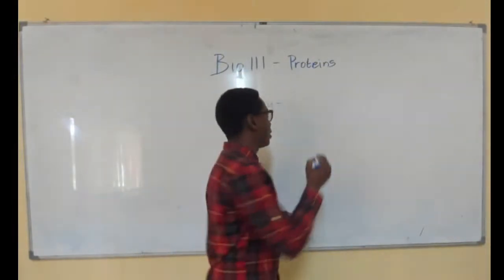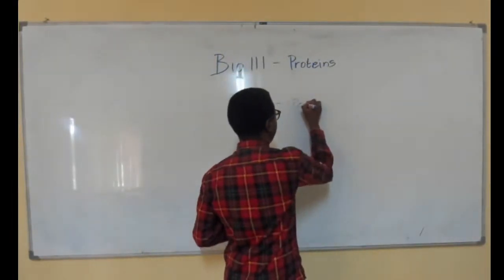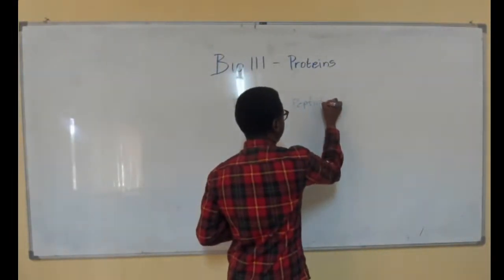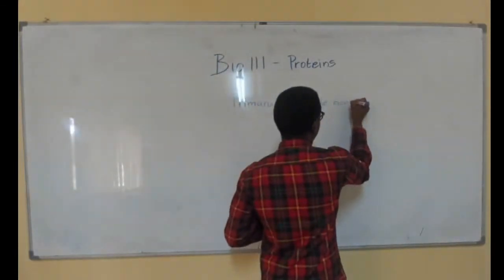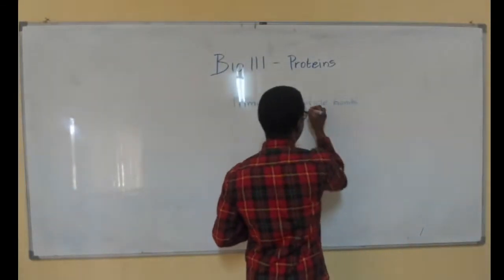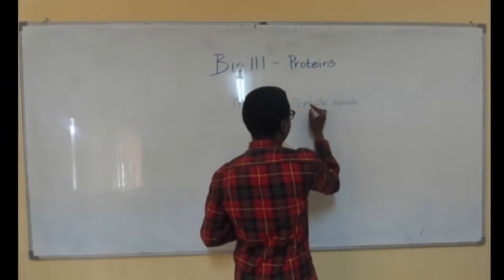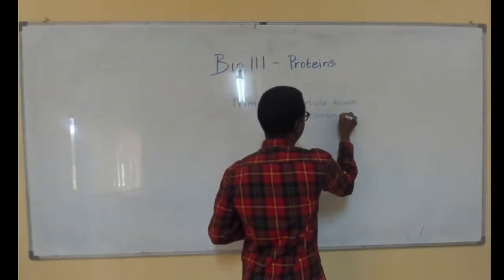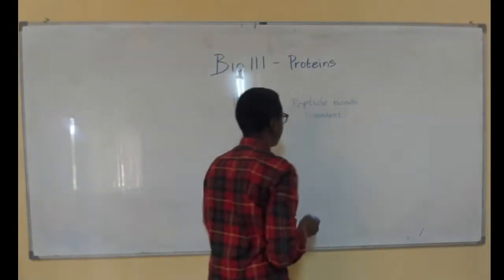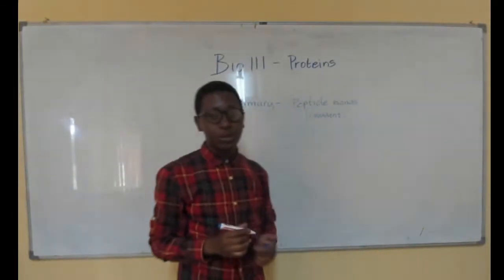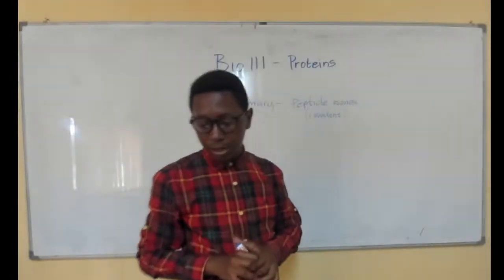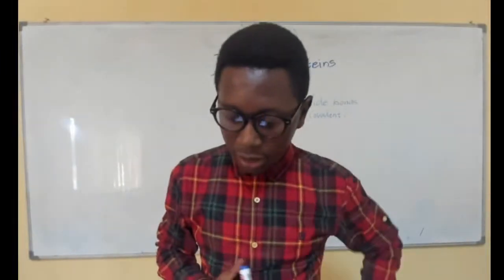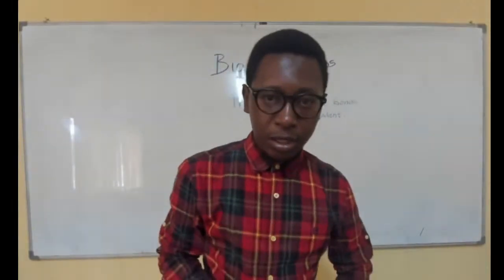Actually, we see peptide bonds, which are covalent in nature. So they are covalent bonds. That's the type of bonding we see at the primary level.